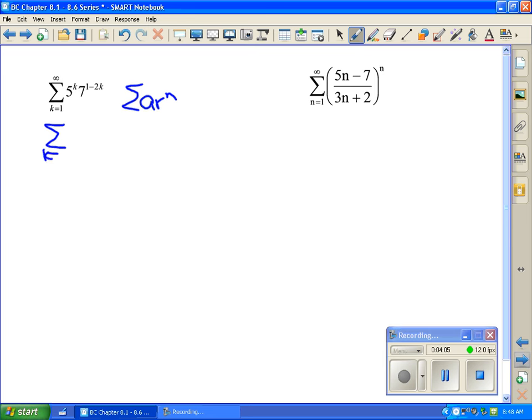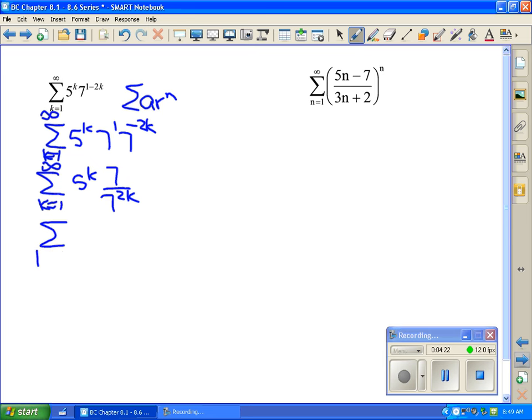So this would be k equals 1 to infinity, 5 to the k is fine, and then this will be the same as 7 to the first and 7 to the negative 2k. But I could rewrite that as k equals 1 to infinity, 5 to the k, 7 over 7 to the 2k. And therefore I could write it as k equals 1 to infinity, 7 times 5 over 49 to the k. So looking at my a r to the n, 5 over 49 is less than 1.